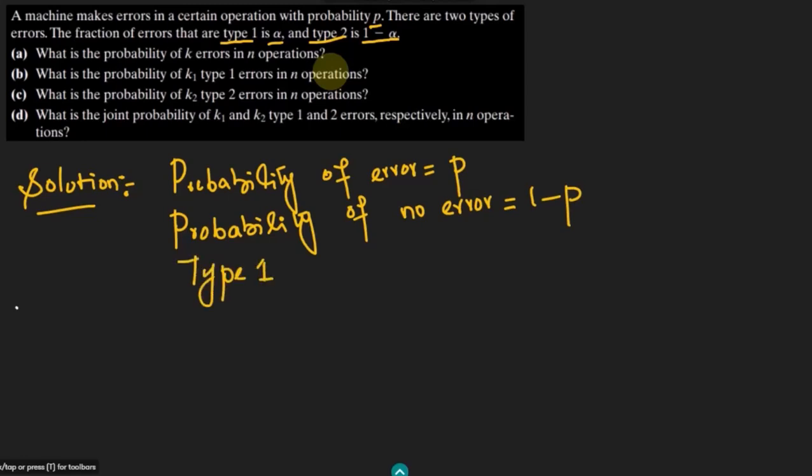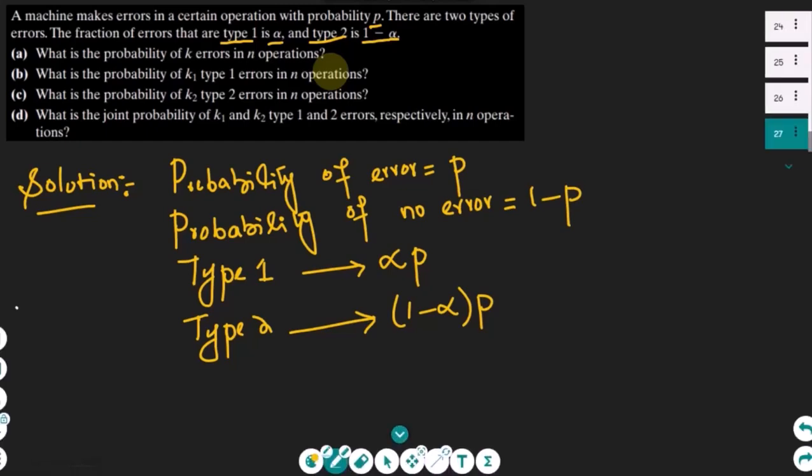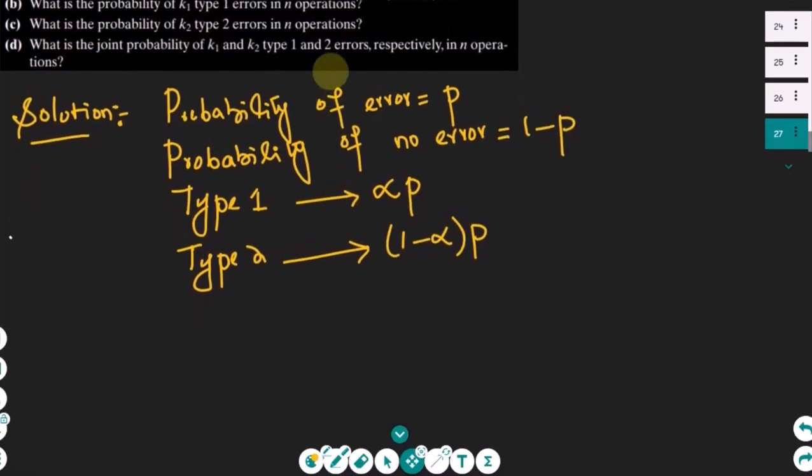So for type 1 error, I have to multiply alpha with p, the probability, and for type 2, I have to multiply the fraction of it, which is 1 minus alpha, with the probability of error. Okay, so this is all the data which we had in the statement. So now let us proceed towards the solution of our question.